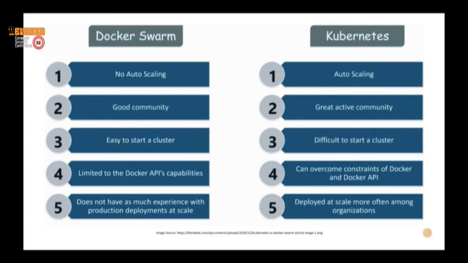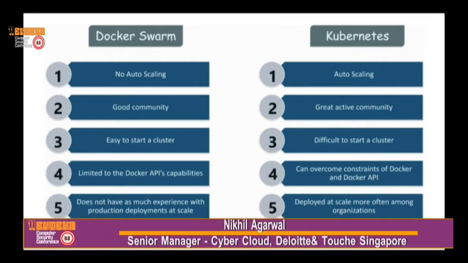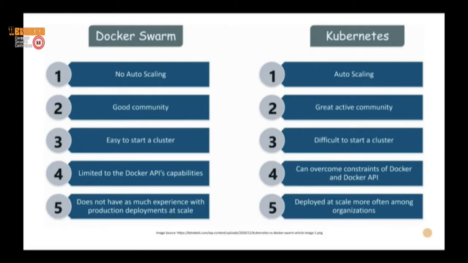From a production deployment perspective, a lot of applications are not deployed on Docker Swarm compared to Kubernetes. Kubernetes is deployed at various scales amongst organizations, and it is very popular, as I say. So it is definitely one of the preferred choices, and a lot of organizations are actually using it.